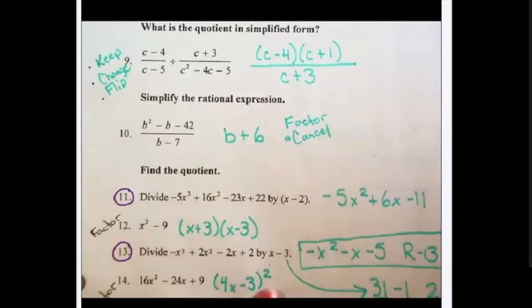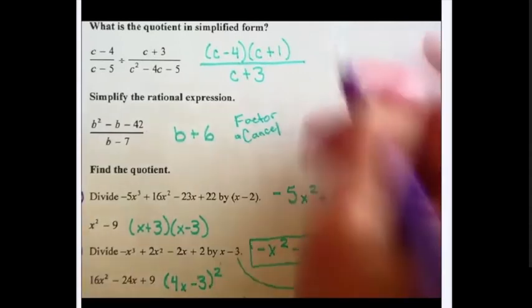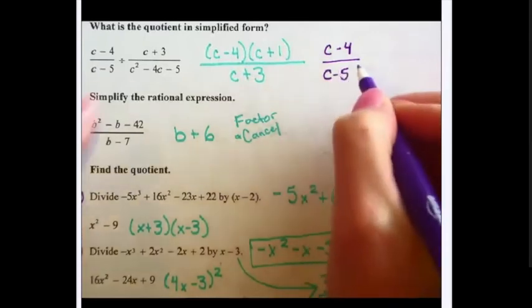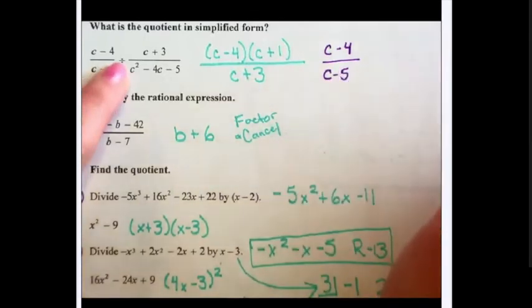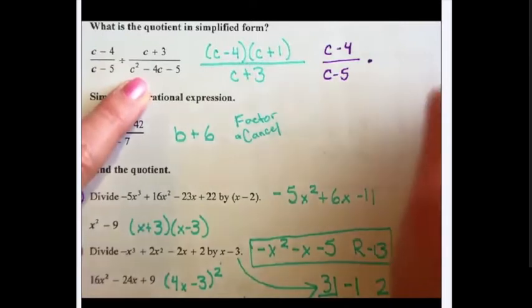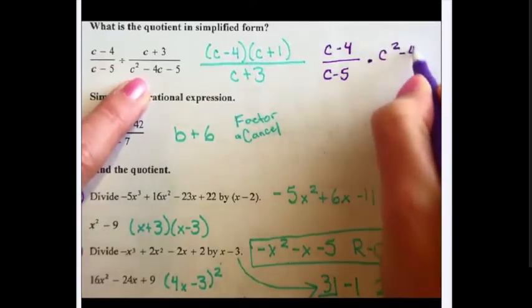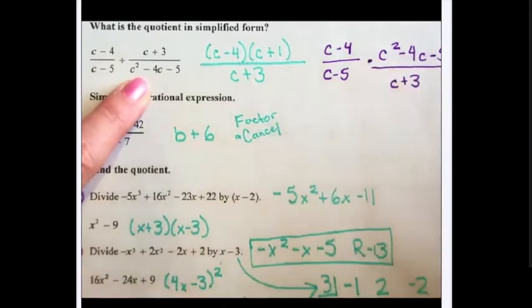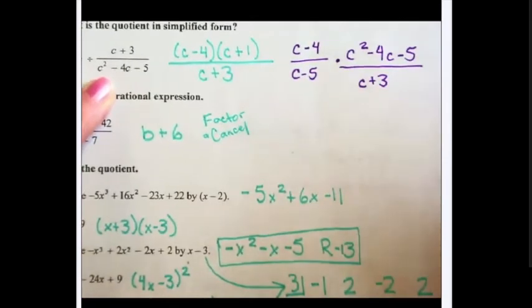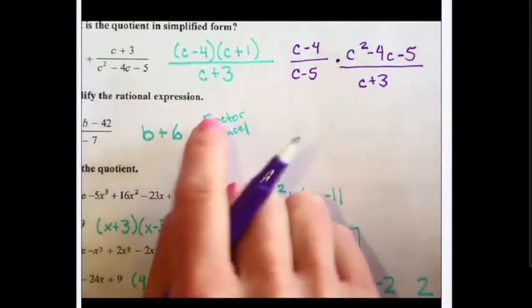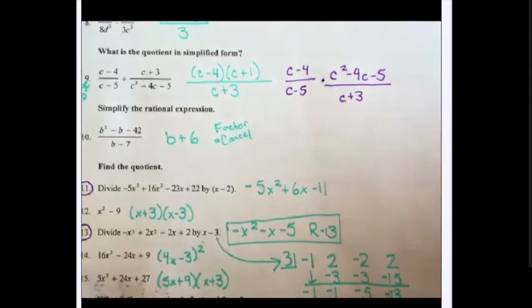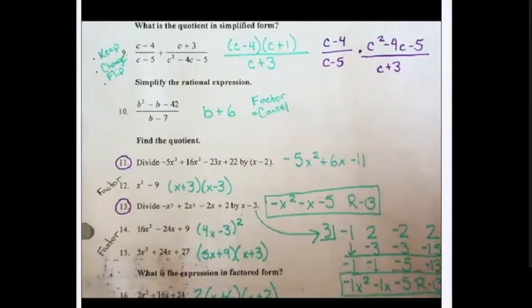So what we're really dealing with on number 9, we're going to keep the first fraction. So keep this exactly the way it looks. Change this into multiplication. And then flip this one upside down. So the bottom goes to the top, and the top goes to the bottom. Just like that. Then we can factor and cancel, and then we get this. So I think the trickiest part on that one was remembering that keep, change, flip step. And remember, that's true no matter how nice or ugly your fraction looks.